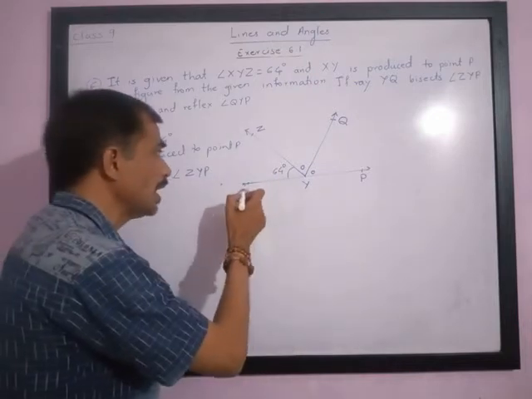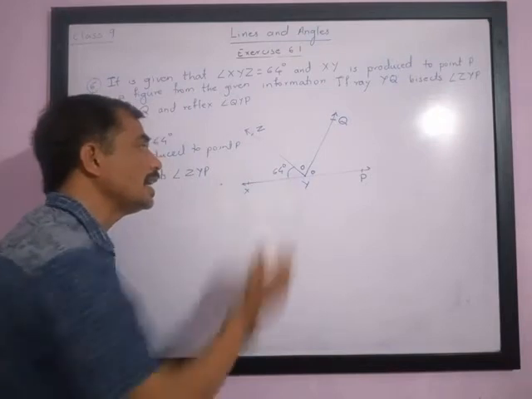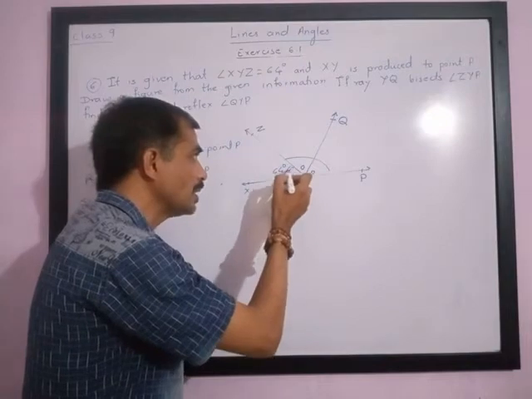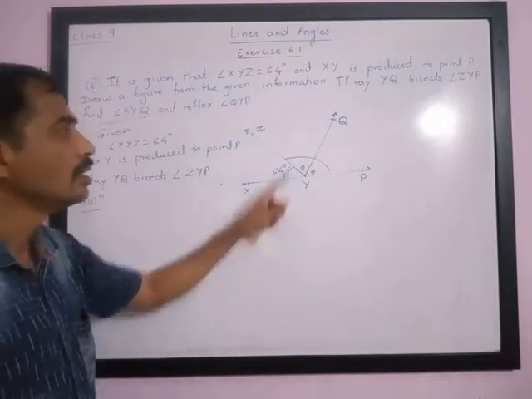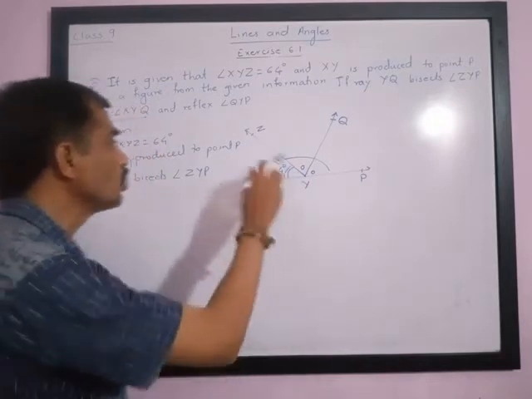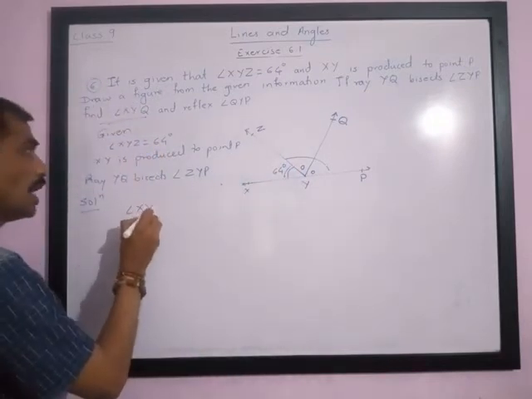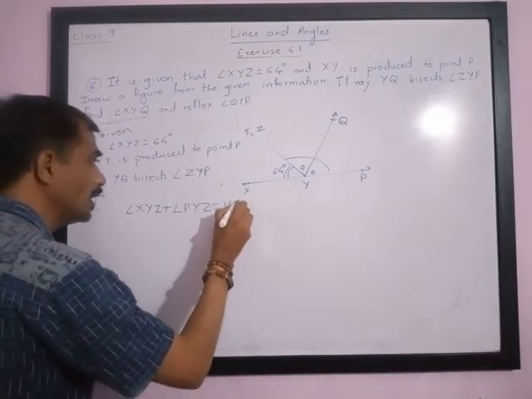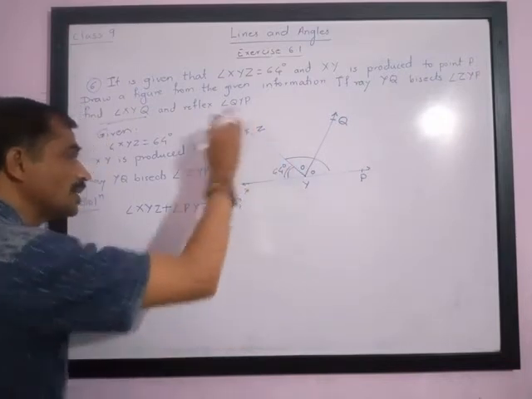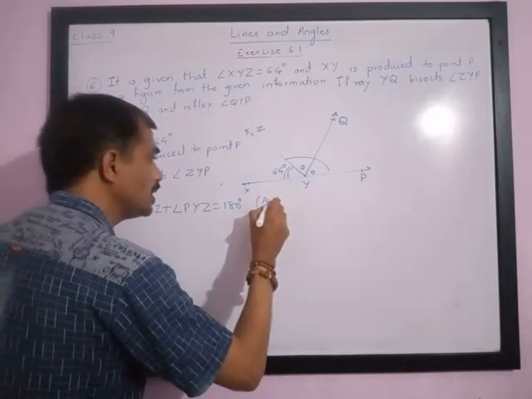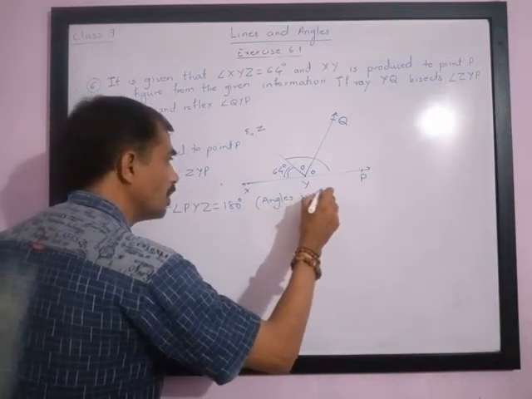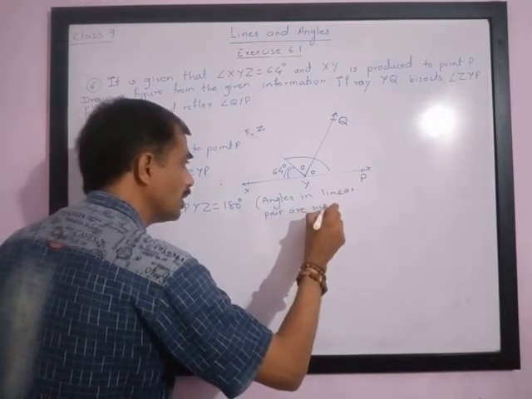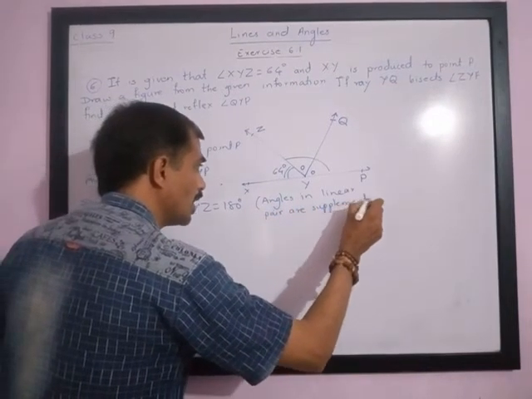Now see, angle XYZ plus PYZ is equal to 180 degrees. Reason is angles in linear pair. The sum of this angle and this angle is 180 degrees. They form a linear pair. So angle XYZ plus angle PYZ is equal to 180 degrees. Reason is angles in linear pair are supplementary. Supplementary means their sum is 180 degrees.